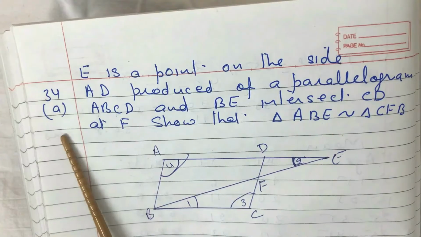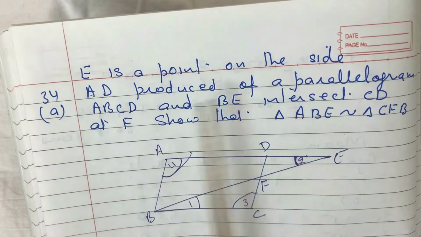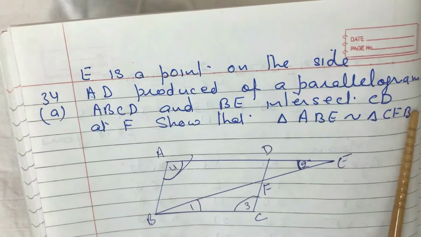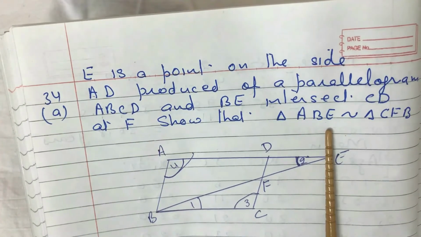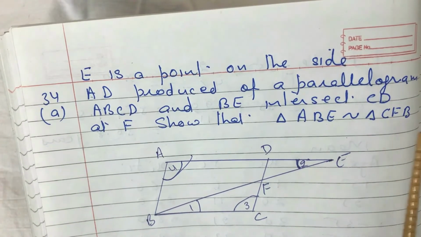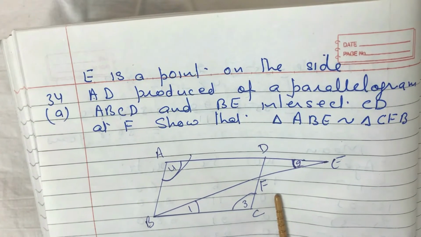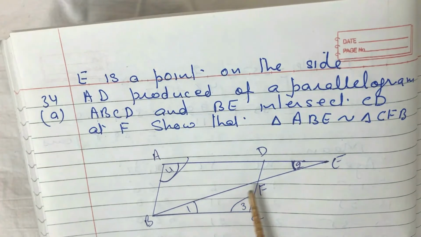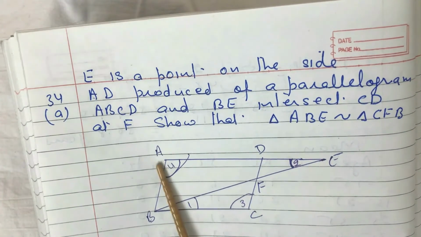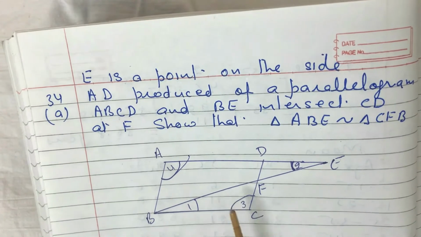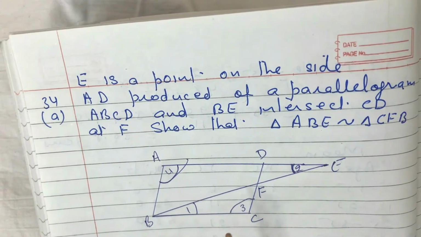Now 34 question A part. E is a point on the side AD produced of a parallelogram ABCD and BE intersects CD at F. Show that triangle ABE is similar to triangle CFB. First you will make the figure yourself. Now we are to prove this small triangle and this big triangle are similar. In order to prove similarity, we will prove their angles are equal.